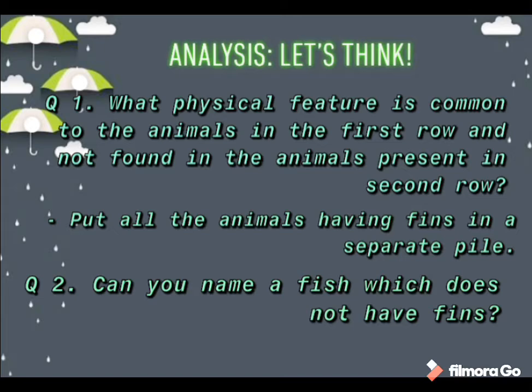What physical feature is common to the animals in the first row and not found in the animals present in the second row? So you can see in the first row all the animals are fish. Why fish? They all have fins. So they are categorized by their fins. Now put all the animals having fins in a separate pile. And then think of, can you name a fish which does not have fins?